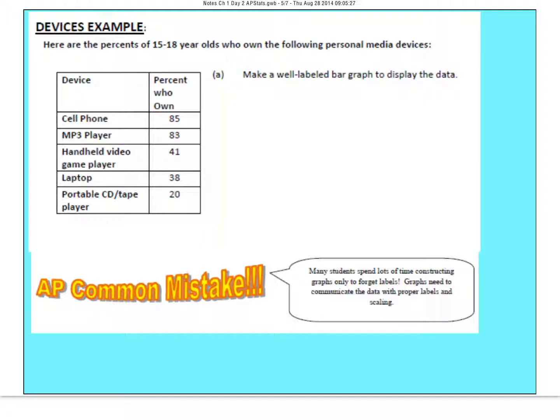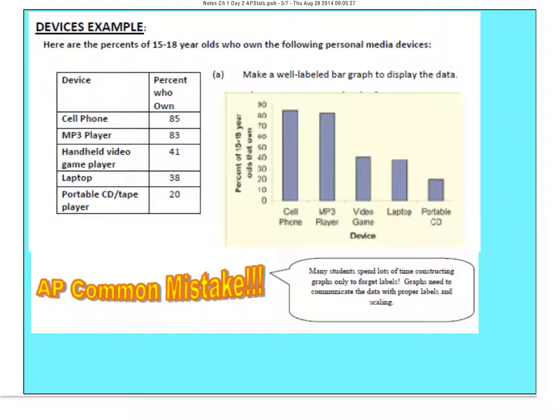So to make a bar graph, what you're going to want to do is put each category on the horizontal axis down here. Here we're given the percents, so label percent who own on the vertical axis. And when you do make your bars, make sure that they're the same width and they're not deceptive and that they have a similar look to each other. So if I've already made this graph, here's what it would look like.